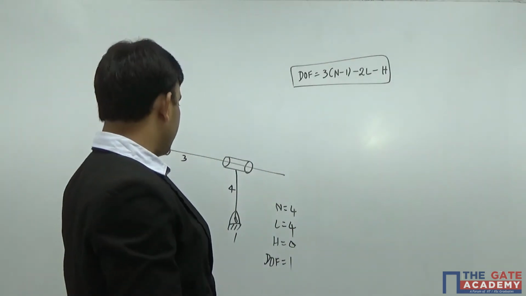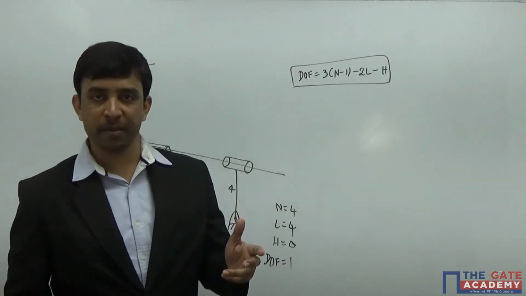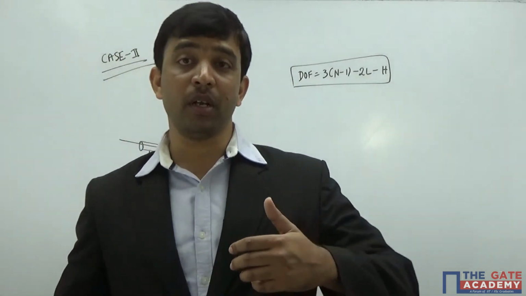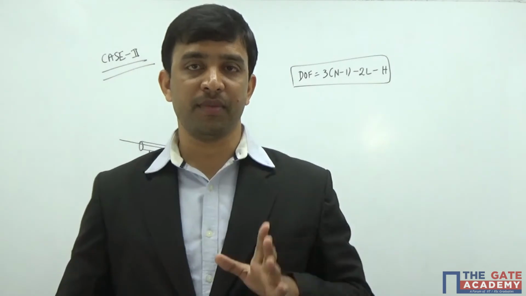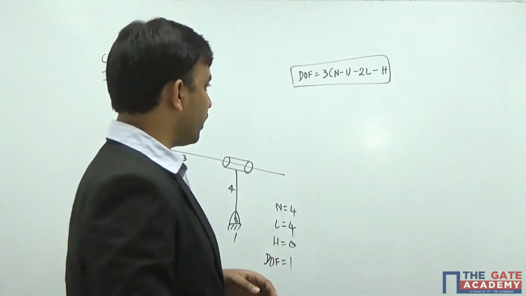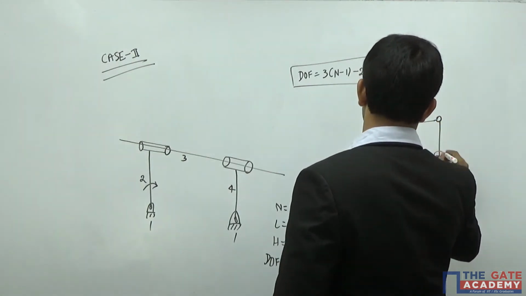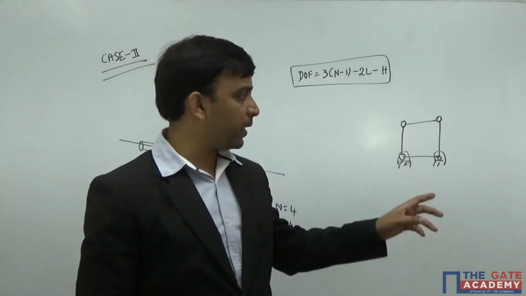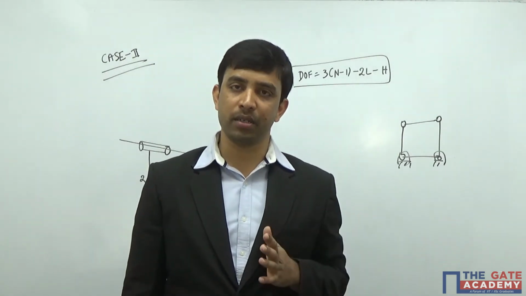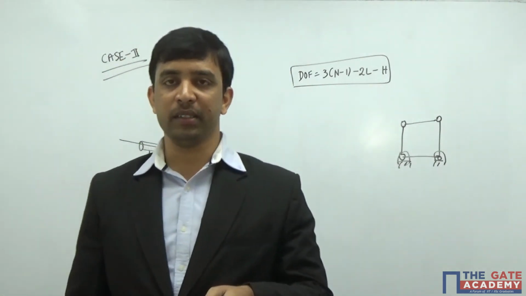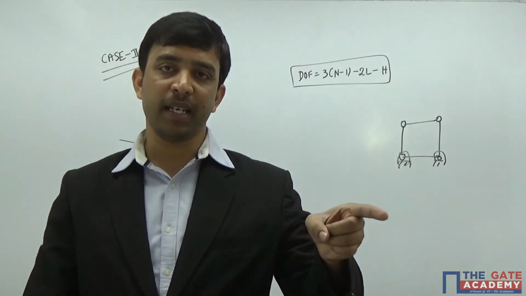So why did Kutzbach's criterion fail in this case? Because, it's case 2, sometimes what happens is, there may be one or more links inside your mechanism which can be moved without imparting motion to other elements of the machine or mechanism. If I take a 4-bar mechanism like this, I cannot move any single link of this 4-bar mechanism. If I try to move any one of these links, all of the links get displaced. But sometimes a mechanism may have one or more links which can be moved without imparting any motion to other elements of the mechanism.